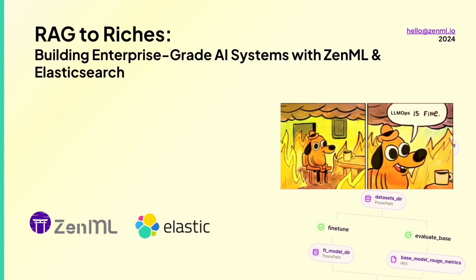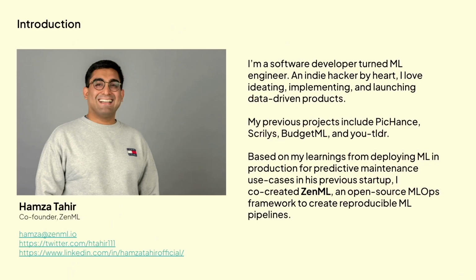I'm going to be talking about RAG to riches, building enterprise-grade AI systems with ZenML and Elasticsearch. I am the co-founder of ZenML. My name is Hamza. I'm based here in Munich. I've been a software engineer and used Elastic as well in a lot of my previous life, and I was very excited when the latest Gen AI craze sort of translated finally into vector search with these retrieval augmented use cases, which I'm going to be talking about today.